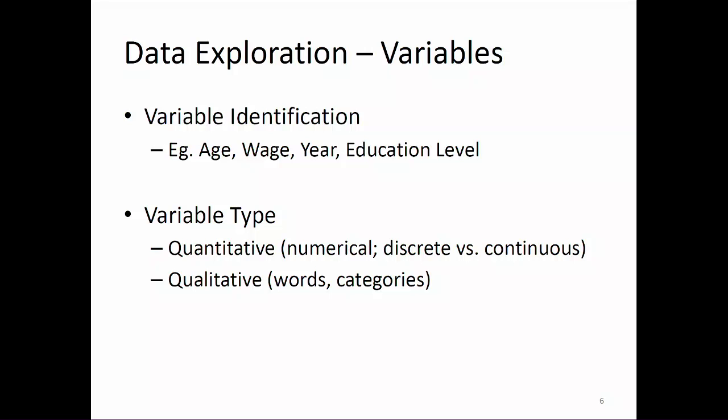Qualitative variables, these are your categories, your labels. For instance, whether or not you're taking data 7001, yes, no, that would be a categorical variable. What ethnicity you might identify with, that would be a categorical variable.